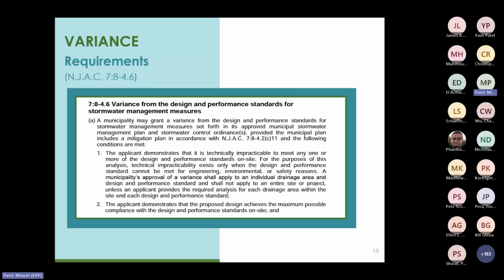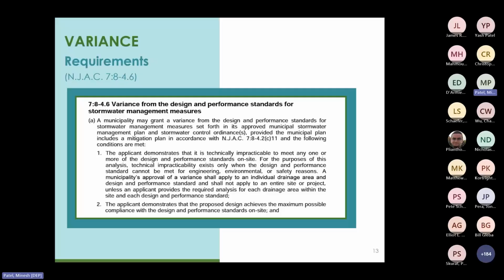So there are strict standards to be met in order to grant a variance, as you've heard. More specifically, the municipality has to have a mitigation plan in place that identifies what measures are necessary, potential mitigation projects, and/or criteria to evaluate mitigation projects that can be used to offset the deficit created by granting a variance.